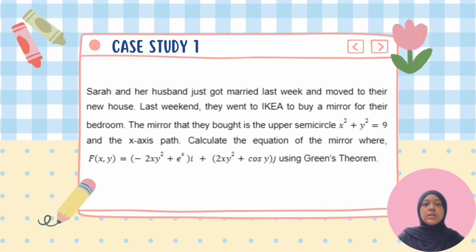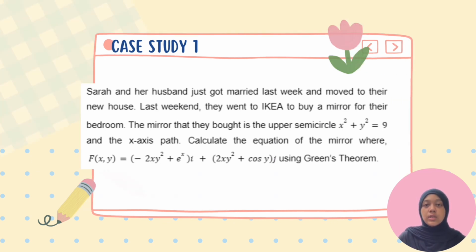Sarah and her husband just got married last week and moved to the new house, and last weekend they went to IKEA to buy a mirror for their bedroom. The mirror that they bought is the upper semicircle with equation x squared plus y squared equal to 9 and the x-axis part. Calculate the equation of the mirror where F(x,y) equals negative 2xy squared plus e^x i plus 2xy squared plus cos y j using Green's theorem.